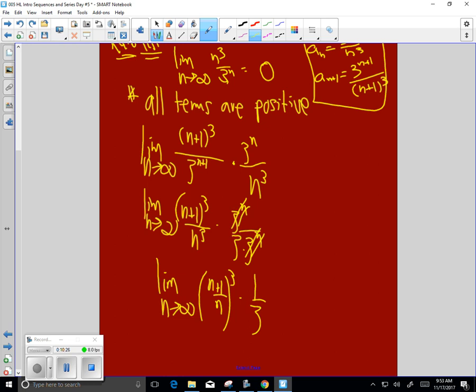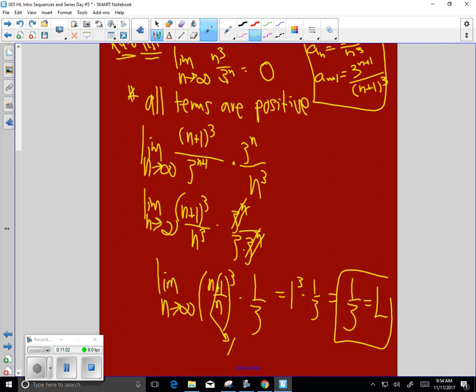Now, what's this going to go to as n goes to infinity? What's 1n over 1n? 1. So this is going to go to 1, right? And what's 1 cubed times 1/3? What's that? 1/3. There you go. This is the limit L of a of n plus 1 over a of n.